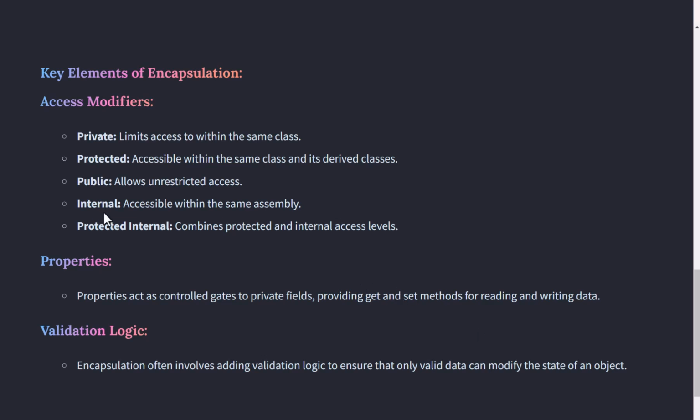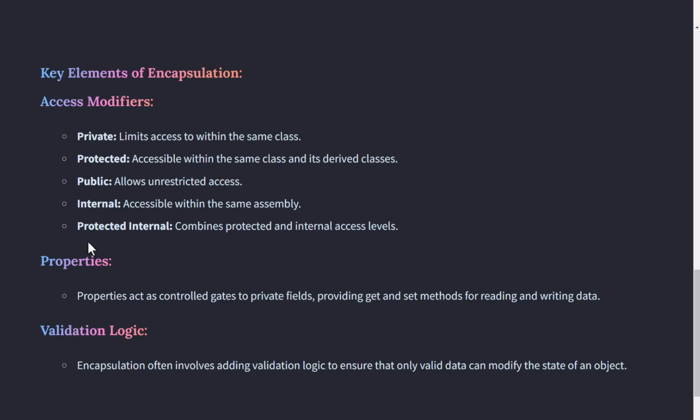Then we have internal, which is accessible within the same assembly. It is not exposed to other assemblies. Internal can be perfect for library development, when you want to keep certain parts of your code available only to your library. One use case is for members that are shared across a project but shouldn't be part of the public API.